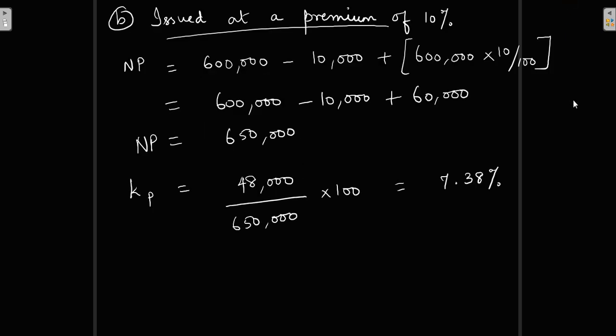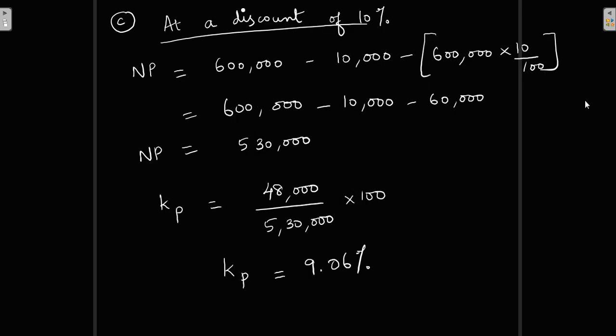Moving on to the next scenario. In case the preference shares are issued at a premium of 10%, here we will be using face value minus issue expenses plus the premium on securities. So 6 lakhs minus issue expenses 10,000 plus 60,000, the premium paid on securities. So the net proceeds is 6,50,000. So the cost of preference shares is 48,000 divided by 6,50,000, which will give you 7.38%.